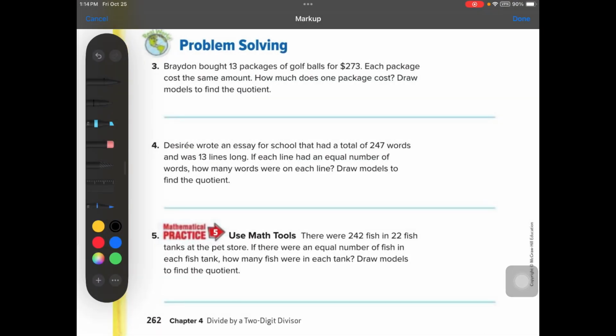Number 3. Braden bought 13 packages of golf balls for $273. Each package cost the same amount. How much does one package cost? Draw models to find the quotient.